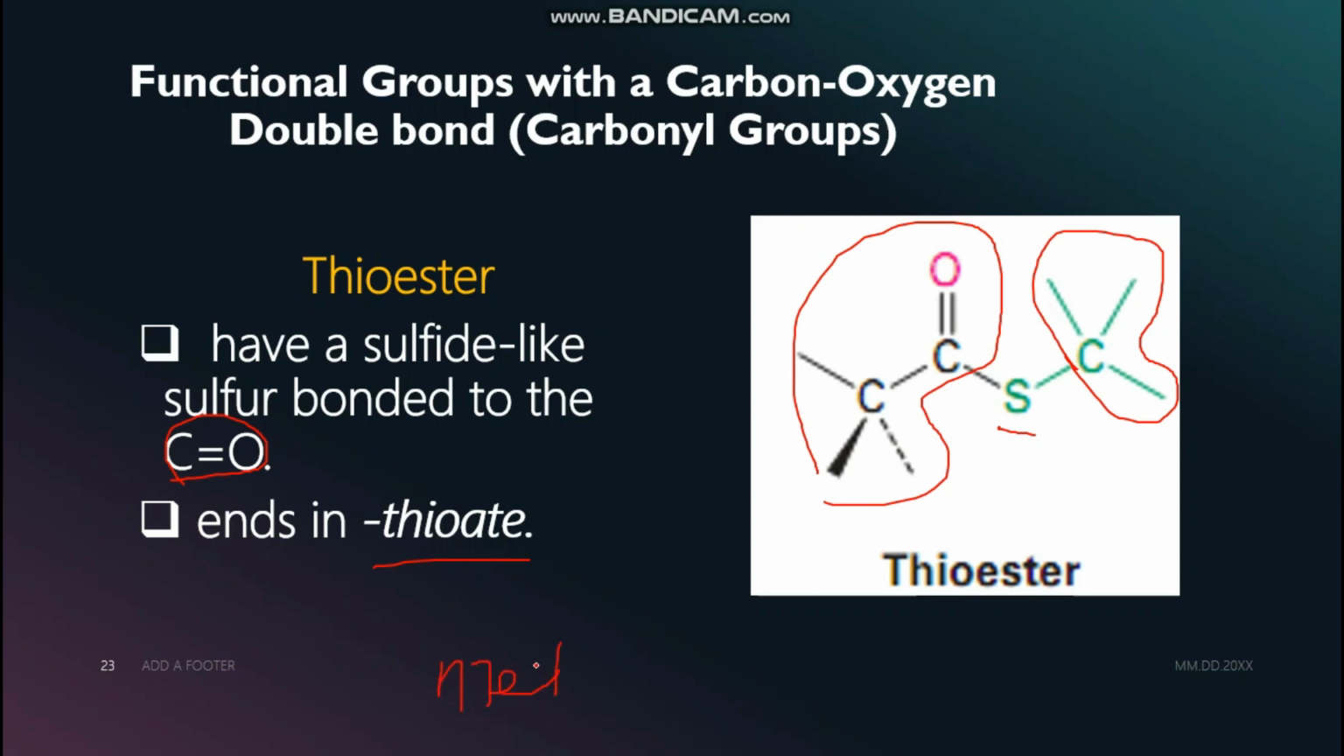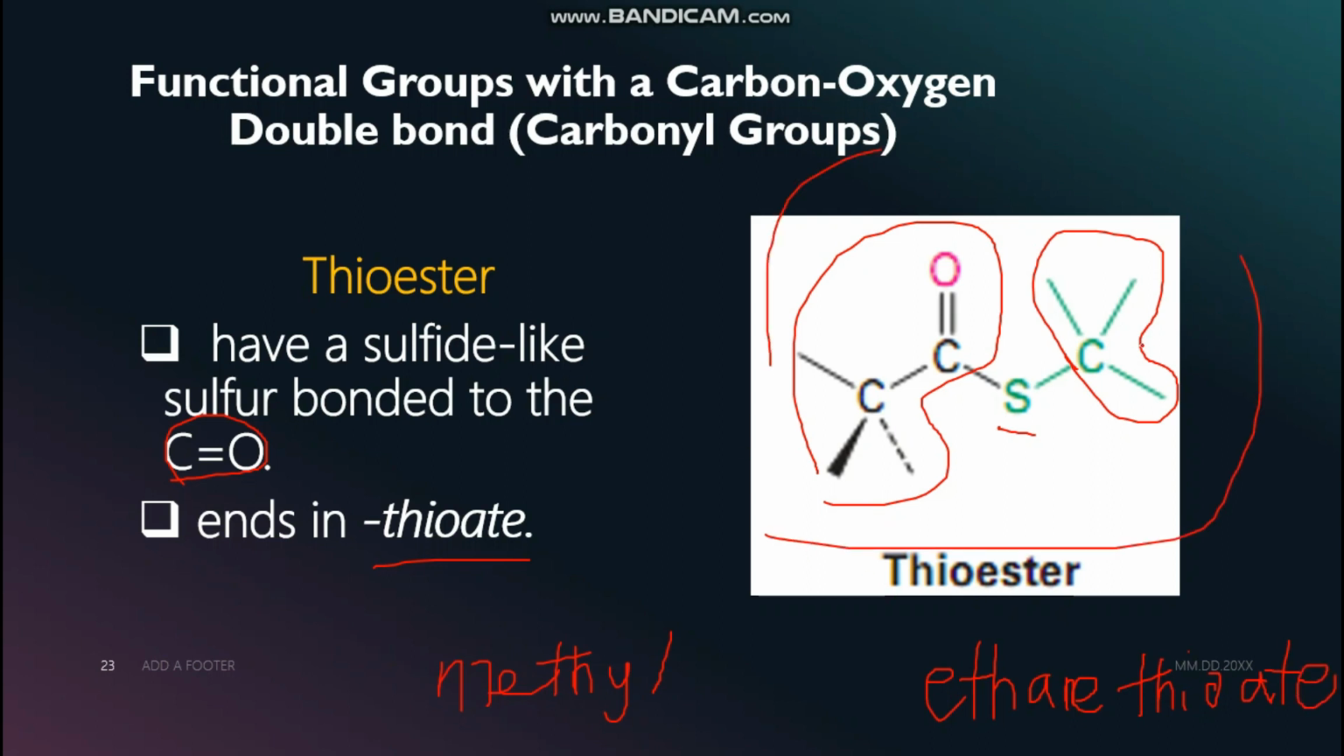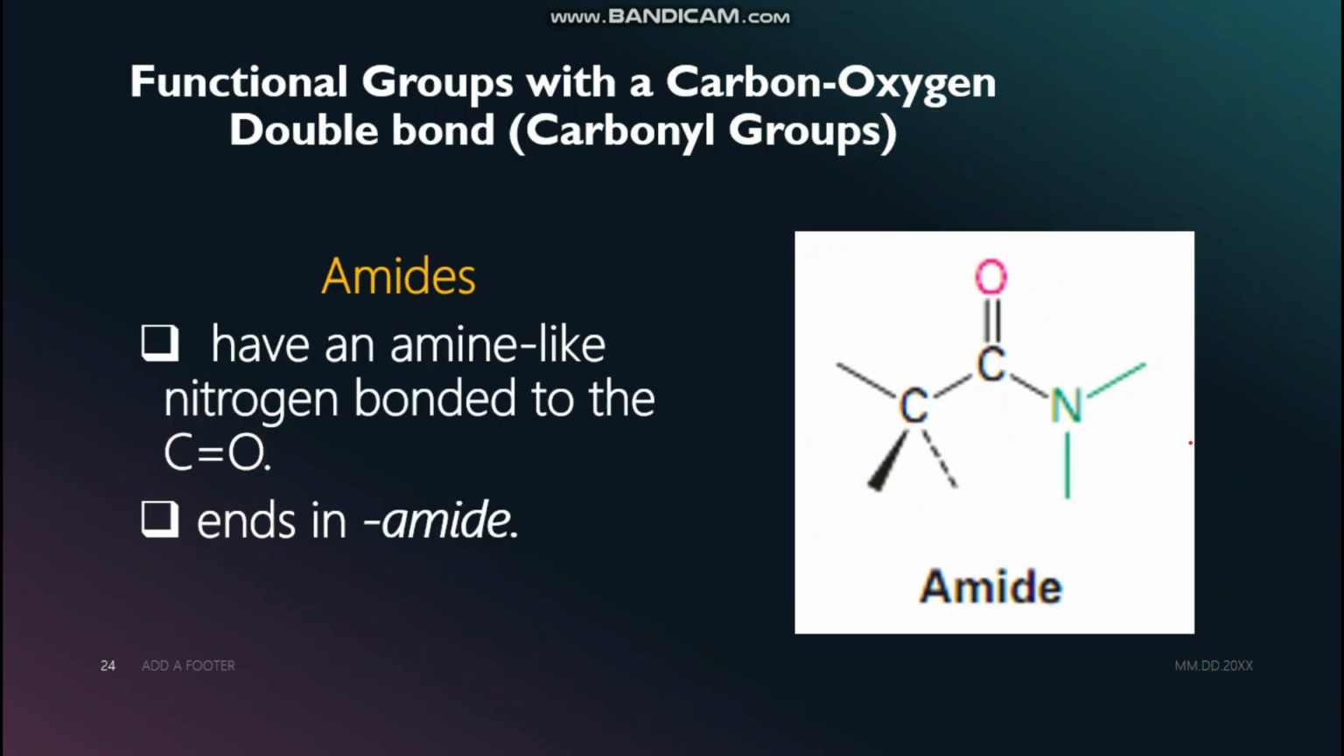Methyl ethane thioate. Okay. So, that's the name of this compound. So, pag magdadagdag lang tayo dito ng CH3, it makes ethyl. Pag magdadagdag tayo dito ng CH3, that's propane. So, another compound is the ethyl propane thioate. So, that's the thioester.